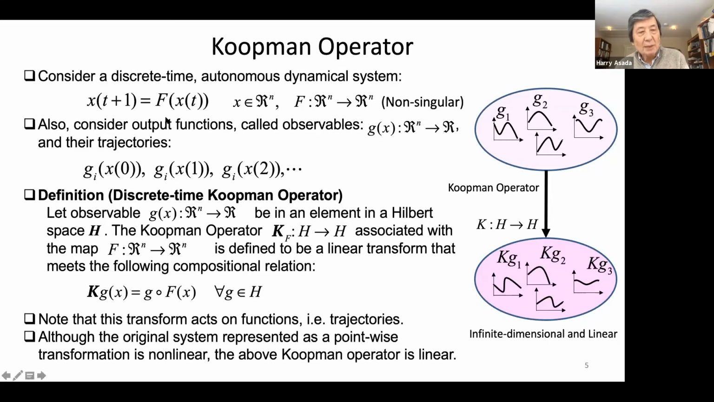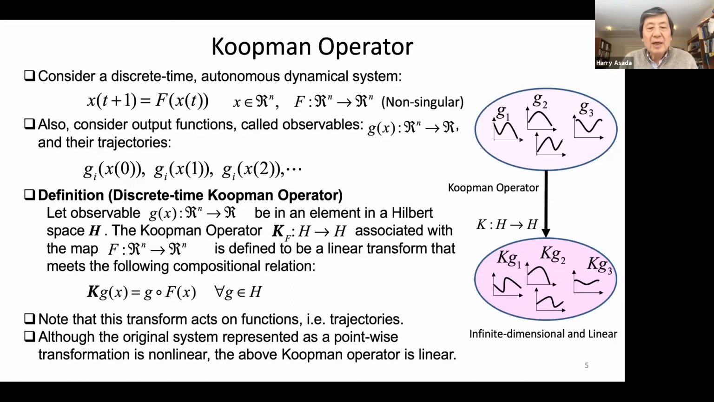Okay, so capital F is a nonlinear map. This is a pointwise map from x_t to x_{t+1}, and we assume that F is non-singular. And also we consider observables. Now, this is a scalar valued function, R^n to R. And we consider their time trajectories, starting from time 0, moving to the next point. So yeah, the Koopman operator in discrete time is defined to be the following map.